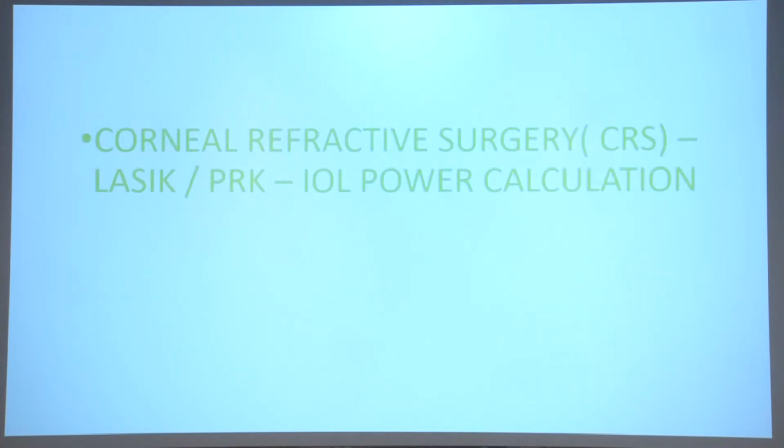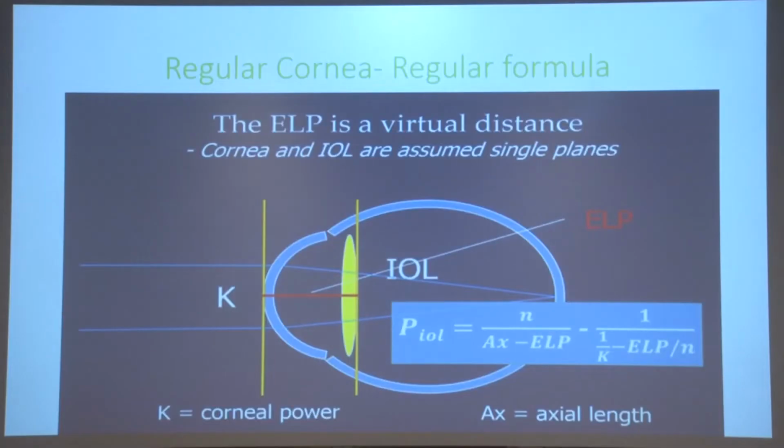So let's first talk about the subgroup of corneal refractive surgery patients, especially LASIK and PRK, and trying to do IOL power calculations. Going back to basics, with the regular cornea and the regular formulas, we were not taking effective lens position into account. In these regular formulas, the cornea and IOL are assumed to be a single plane. But it is not so. We have all now understood this, thanks to the companies, which have explained it to us. They also have to go ahead and innovate new machines, and we have to buy them.